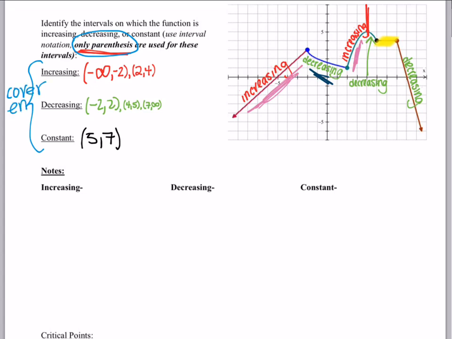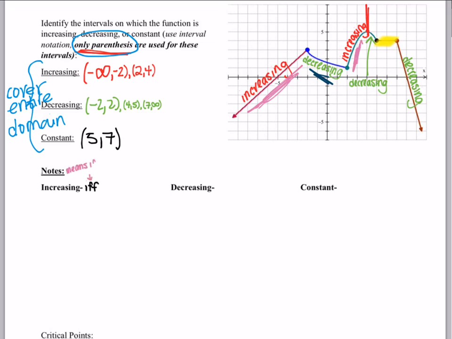And I'm writing over here, these cover the entire domain. So every x value on my graph is somewhere in the increasing, decreasing, constant intervals. Alright, so again, I think pretty self-explanatory from the graph, but we should write down some definitions for these increasing, decreasing, constant zones.